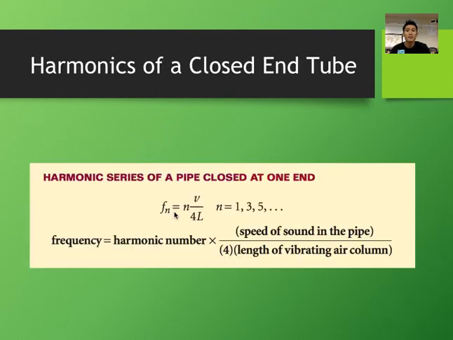And so in a pipe with a closed end, we have a slightly different equation. Since it's only a quarter of the wavelength, notice we have 1/4 the length of the pipe. We have the velocity of the sound in the pipe. Again, the harmonics, and notice it's only going to be odd harmonics.